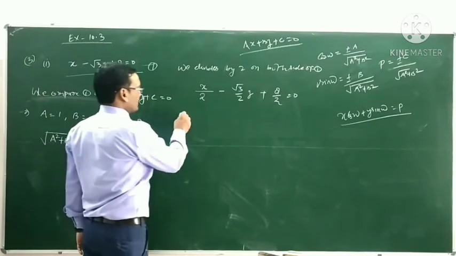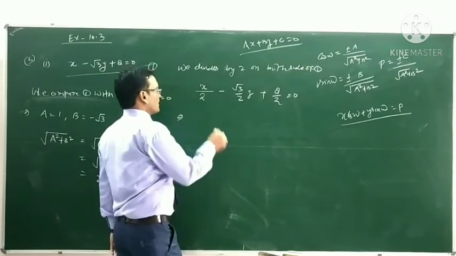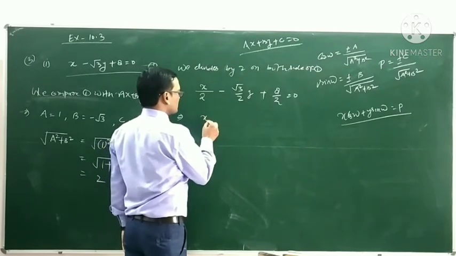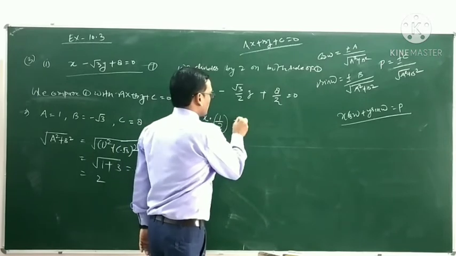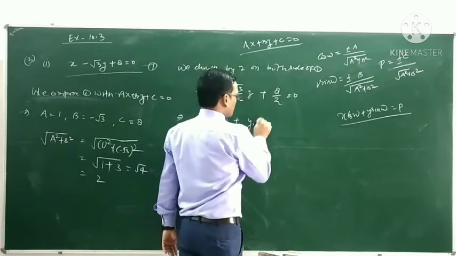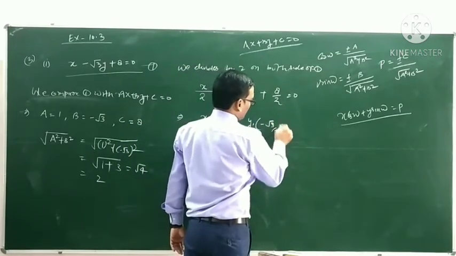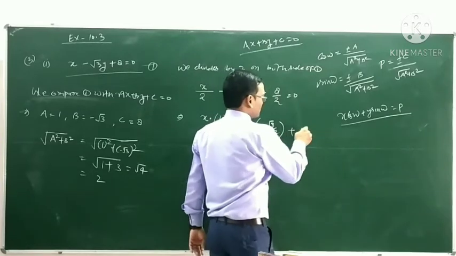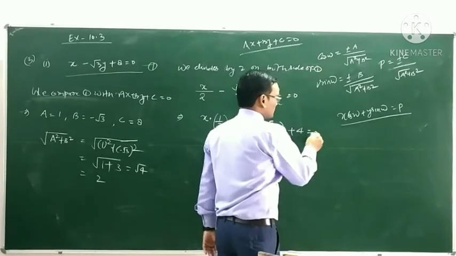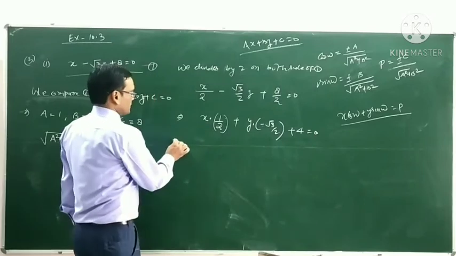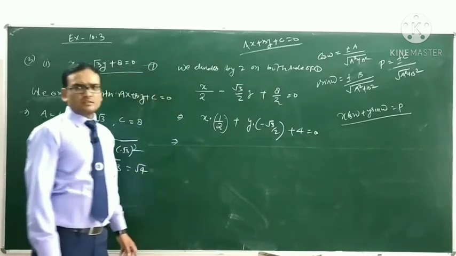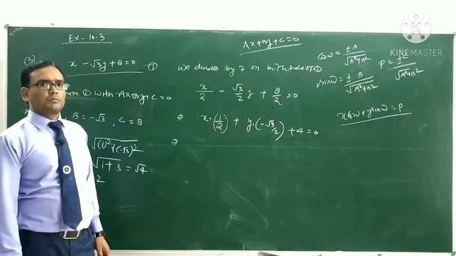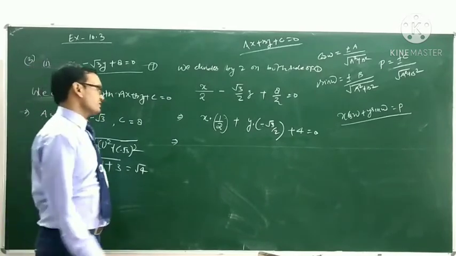This implies that x into 1 by 2 plus y into minus square root 3 by 2 plus 4 equal to 0. This implies that we multiply by minus 1 on both sides of this equation.